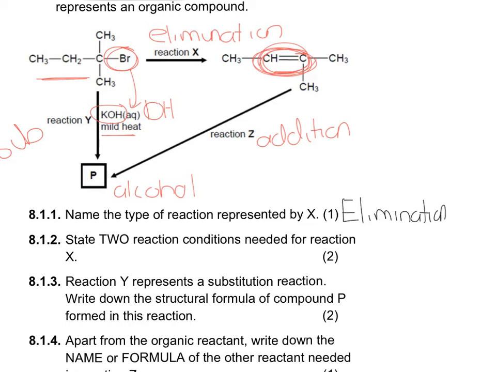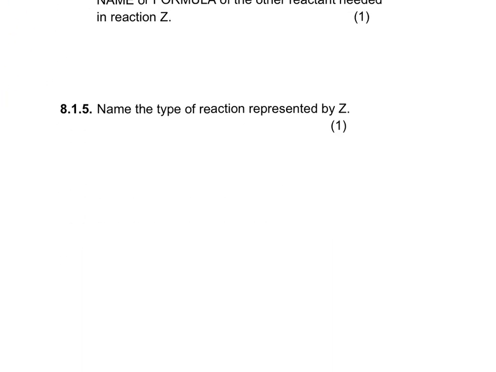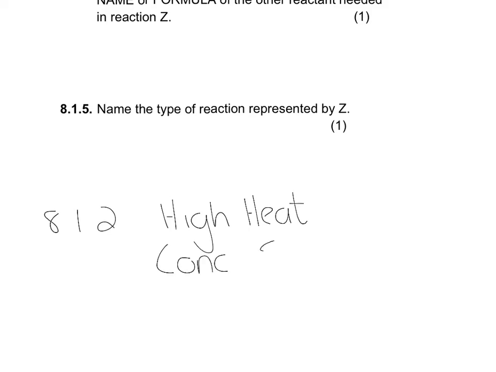Then they say name 2 conditions for this reaction. Please, guys, learning these conditions is not an option. Okay, it's an elimination reaction. We have to have, and I'm going to write it down further down, so here, this is 8.1.2. We have to have a high heat. You can also say that it's heat under reflux. All right, and we have to have concentrated, strong base.